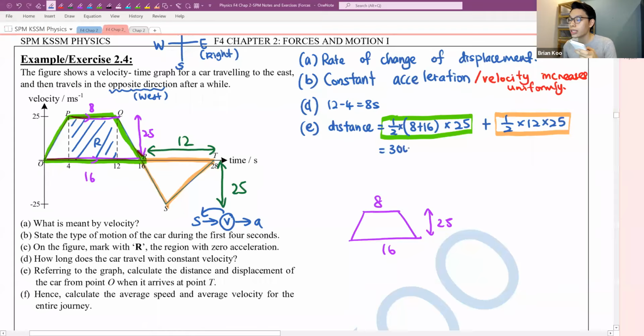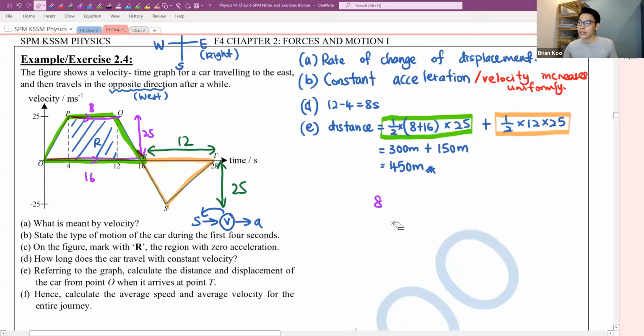And that would be 300 meters here, and also 150 meters here. Okay, 300 meters and 150 meters. So in total, the distance is 450 meters. That is the distance. Distance I feel should be okay. So just make sure you can get your area right. And then don't use negative 25 as the value. You use the height, you use positive value, because height shouldn't be a negative value, right?